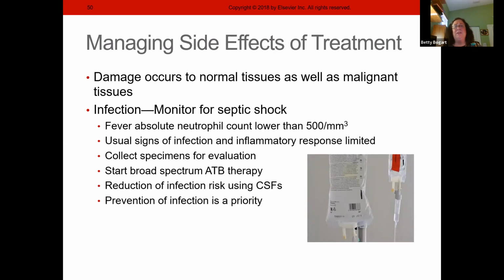So infection is one of the big things that we're concerned about. There is no white count. There is no immune system. When we look at it, their absolute neutrophil count is lower than 500, and it should be over 1,000, 1,500 or more.